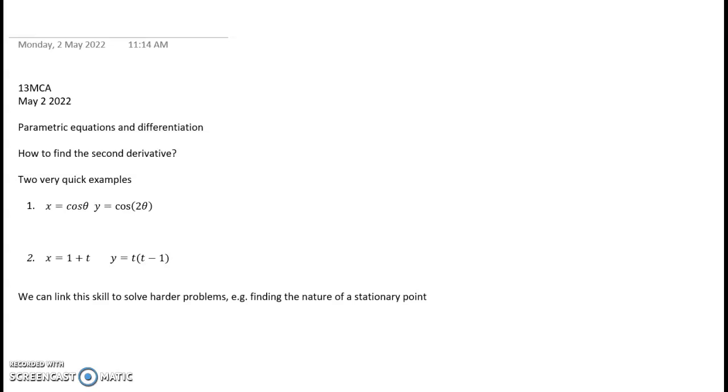Kia ora Year 12. This is going to be a really quick video looking at how we find the second derivative when we are working with parametric equations. I've got two quick examples here, and all I'm going to do in this video is just the skill of finding the second derivative.